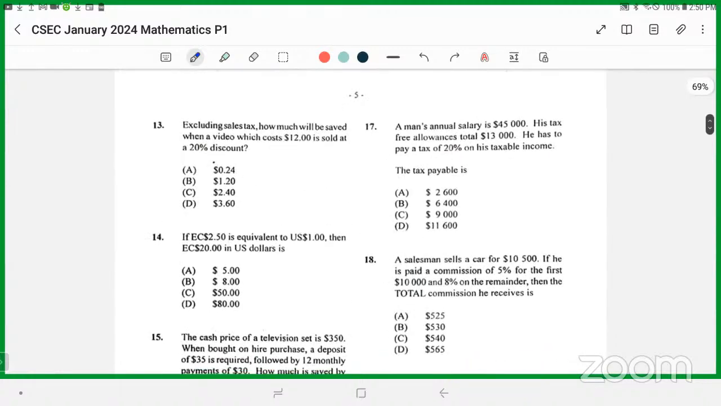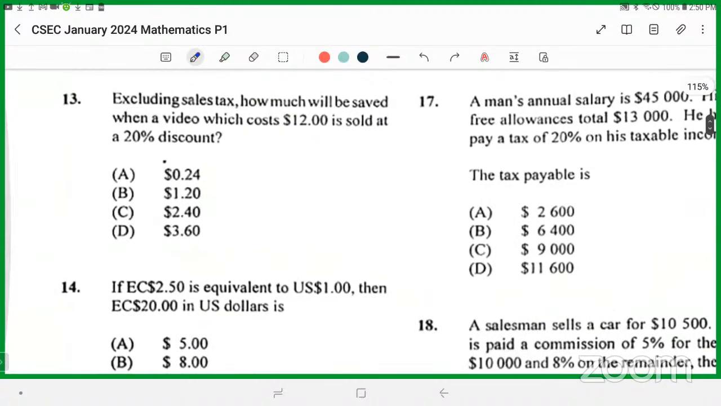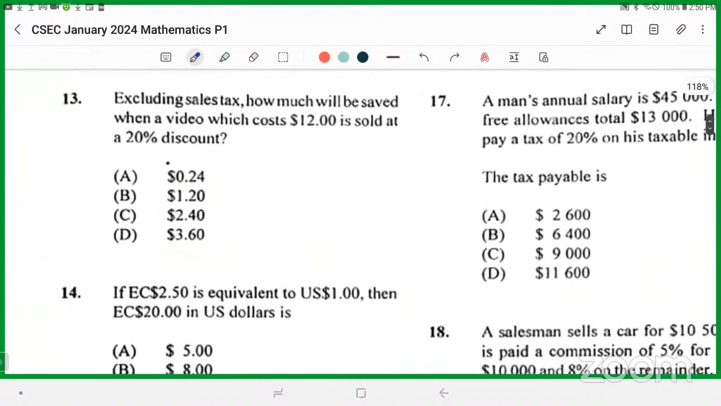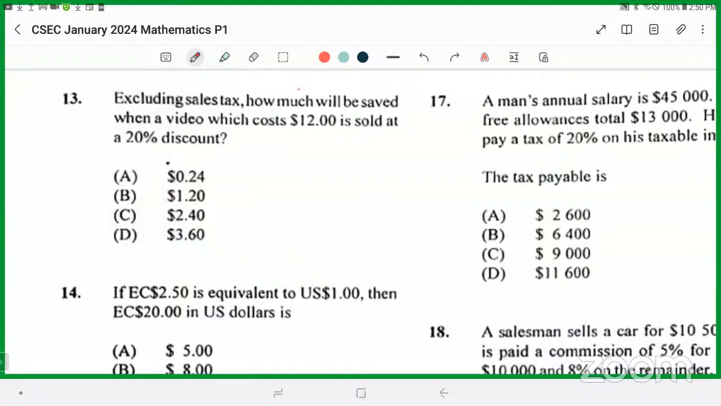All right, so this question says, excluding sales tax, how much will be saved when a video game which costs $12 is sold at a 20% discount? That is the key word here now: how much will be saved? You're saving the discount.